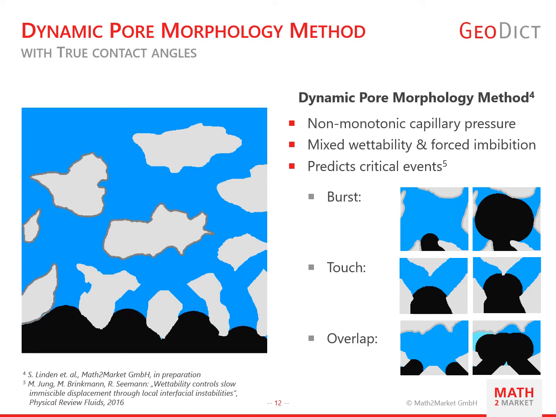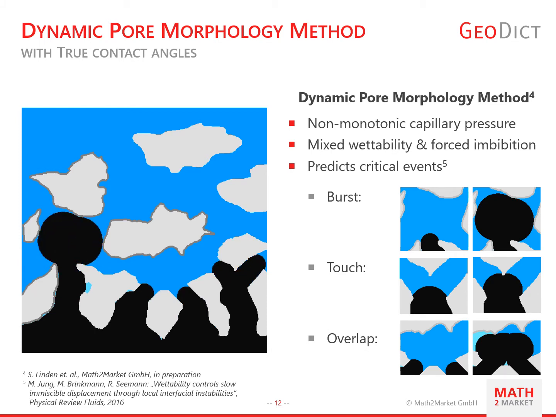For the computation of two-phase flow, we have developed the dynamic pore morphology method to extend the quasi-static approach with a dynamic fluid interface movement. This dynamic method features the following: the computation of non-monotonic capillary pressure curves, the computation of forced imbibition, the consideration of mixed wettability.